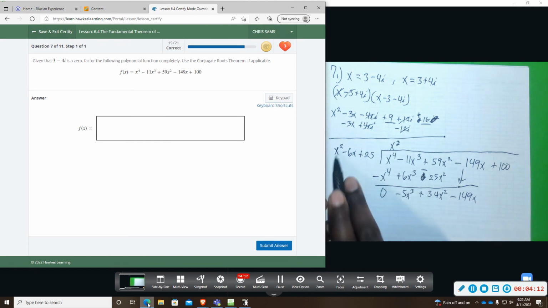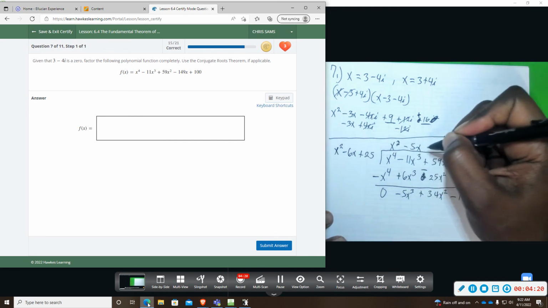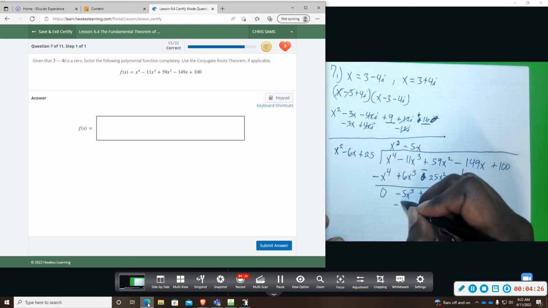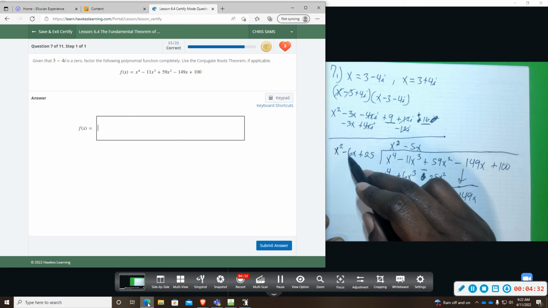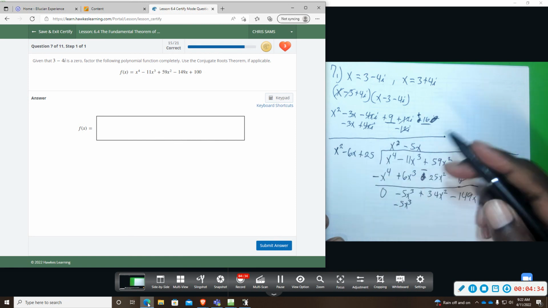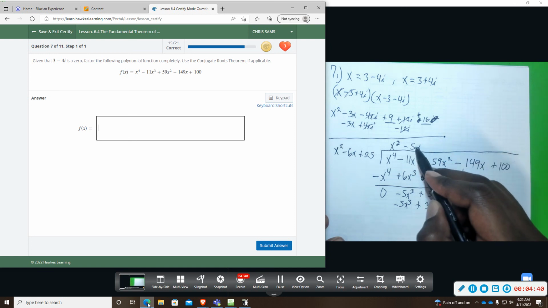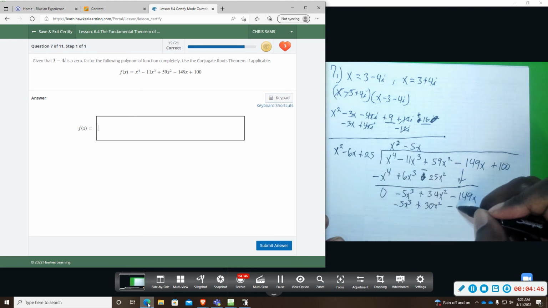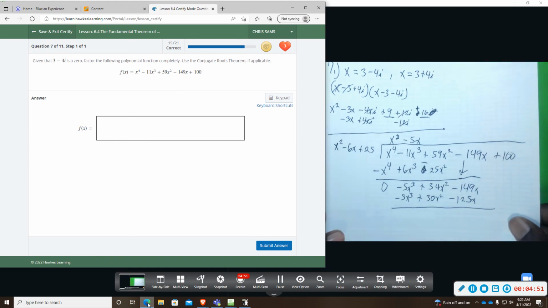So I have x squared. I want a negative 5x cubed, so I need a negative 5 out front. I got 2 x's, I need 3, so I just need 1 more. So negative 5x times x squared will give us a negative 5x cubed. And then negative 5x times negative 6 will give us a positive 30x squared. And then negative 5x times 25 will give us a negative 125x. All right, we're going to change the sign.